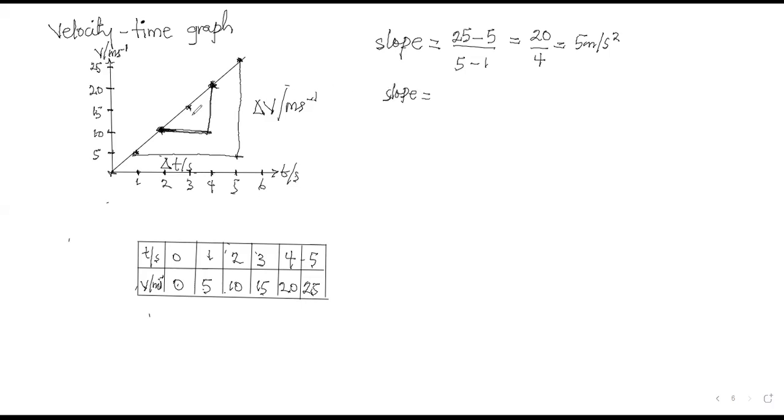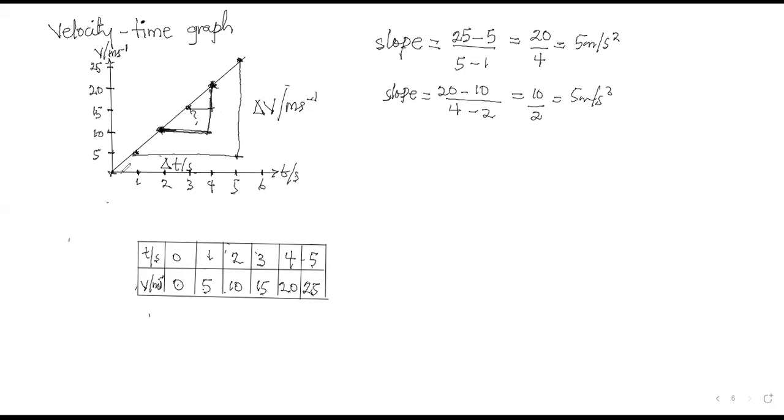What's the second slope? Yes, Akosia. 5 meters per second squared. The same value. So 20 minus 10, divided by 4 minus 2. So 10 over 2, which is also 5 meters per second squared. If I should even pick these 2, the value is the same: 20 minus 15 divided by 4 minus 3, 5.